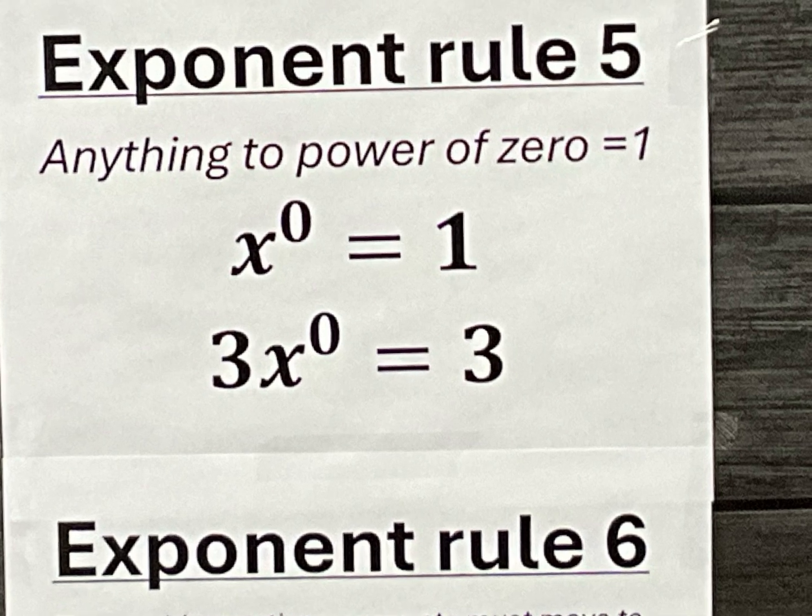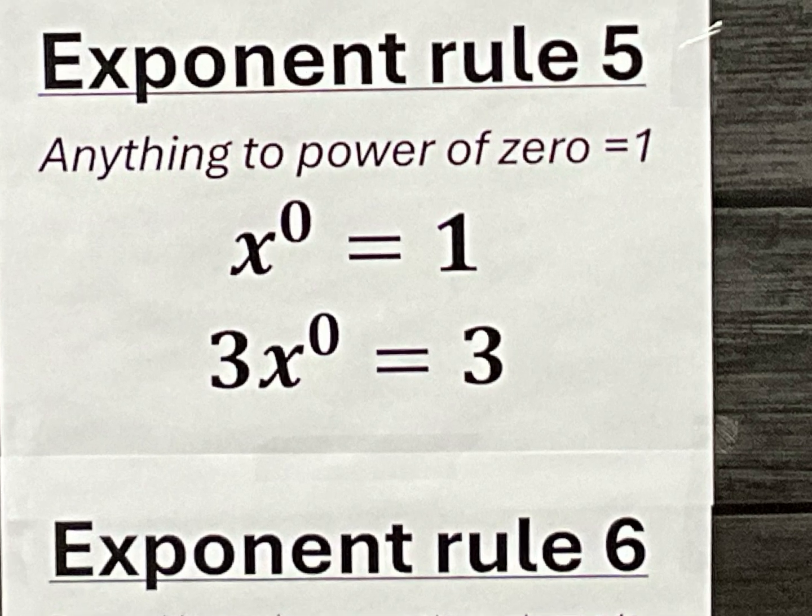Oh, you're going to love this rule. Anything to the power of 0 equals 1. X to the power of 0 equals 1. 5 to the power of 0 equals 1. 1,248 to the power of 0 equals 1. Anything to the power of 0 equals 1.